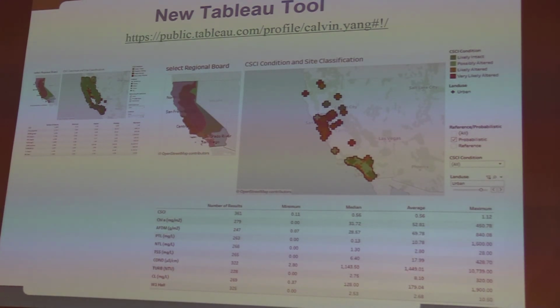In this example, I've filtered for just all of the urban sites statewide, and so you'll notice that there are 361 CSCI scores for urban sites, and the average CSCI score is in the very likely altered condition. And just some other measurements I wanted to point out. So the average conductivity for these sites was nearly 1,500 microsiemens per centimeter, and the average chloride result was 179 milligrams per liter.